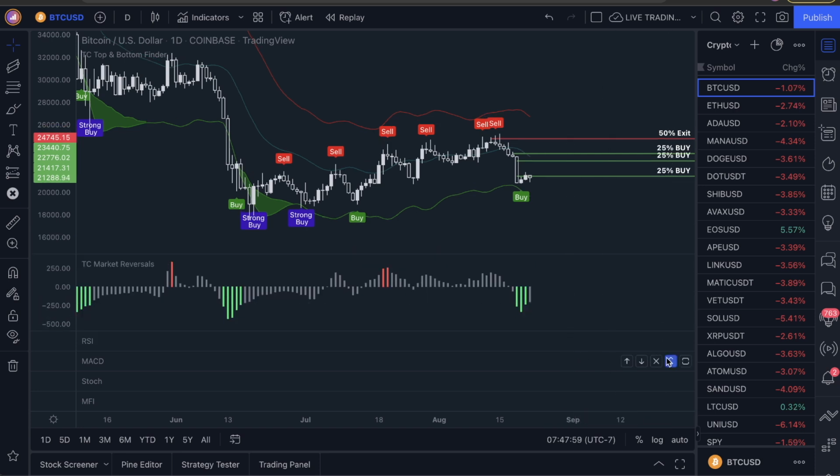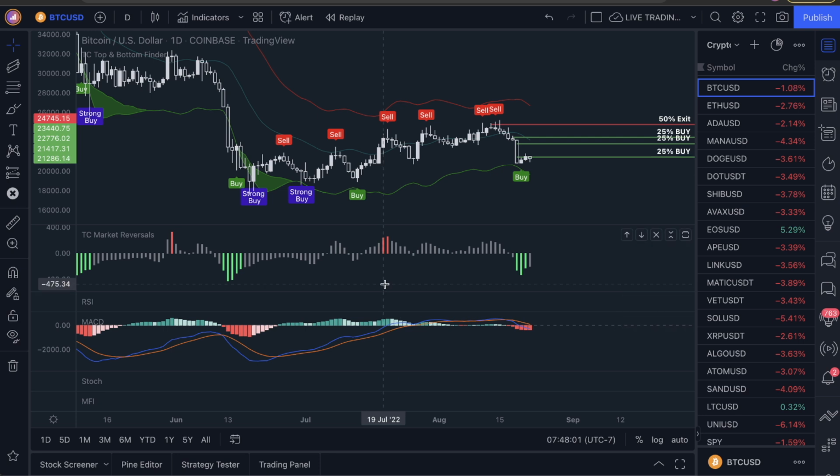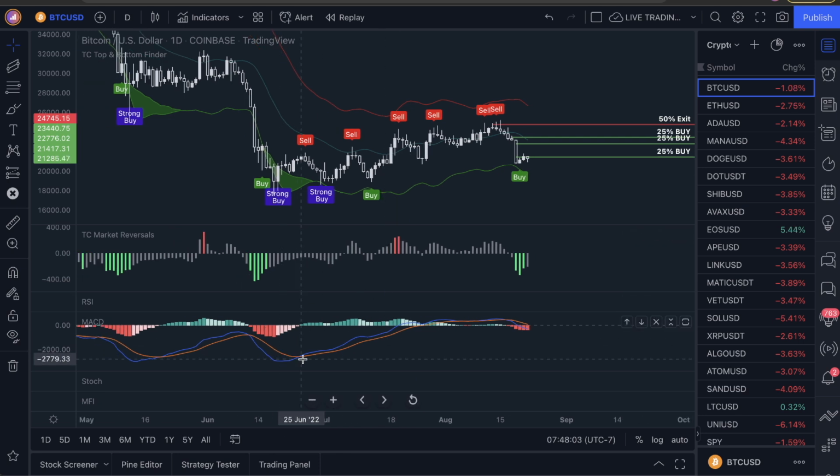Let's come down and let's look at the MACD. The MACD is one that a lot of people use where they use two signals down here. So you're looking at two moving averages. One is fast and one is slow. Here's how people use this. They look for the blue to start crossing up above the orange.